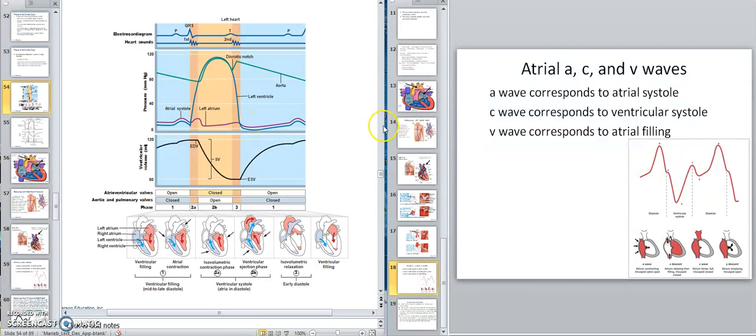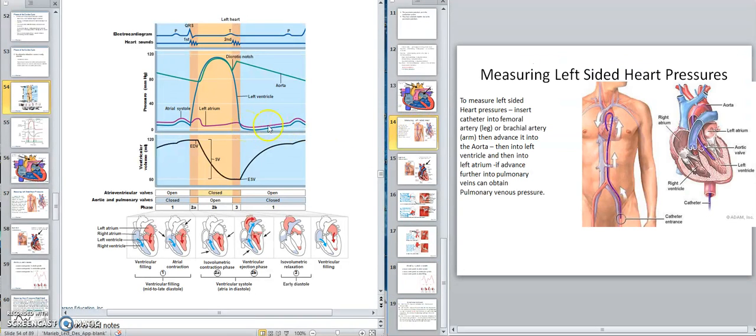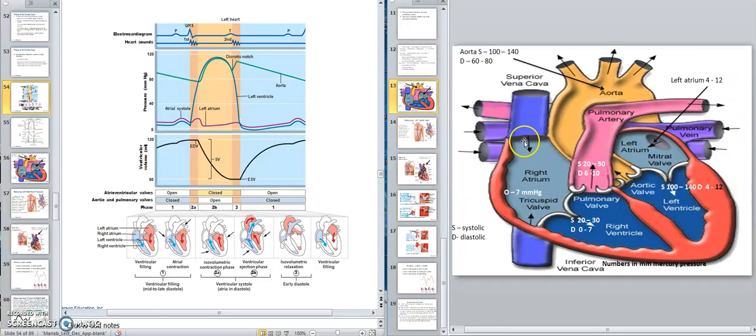Okay, this is with the catheter in the atrium. So here's the catheter here. It would be in the left atrium because it's the left sided heart cath. All right. The A wave corresponds to atrial systole, as you can see. The C wave corresponds to ventricular systole. You say, well, what is that? Okay, here's what's happening.